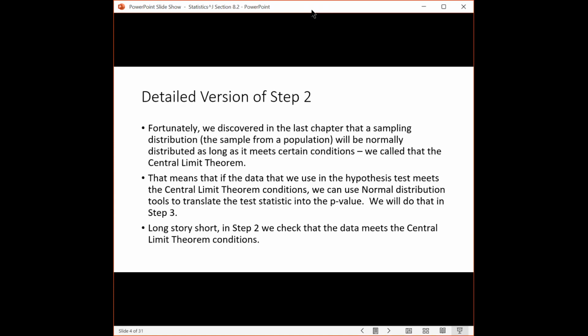Okay, so that's what we're going to do in step 3. So we're still dealing with step 2 here. In step 2, we're going to introduce this step where we check the central limit theorem conditions, so that in step 3, we can use the normal distribution to turn the test statistic into a probability, the p-value.